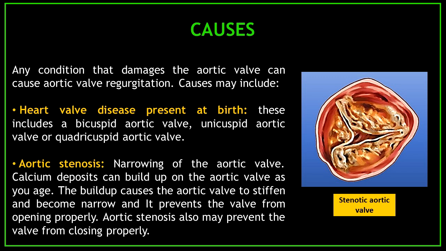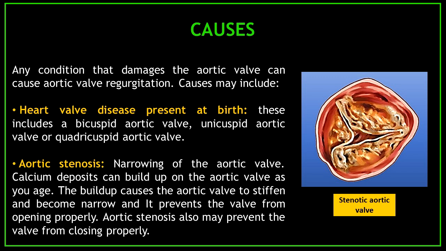Now, let's talk about some of the causes of aortic regurgitation. Any condition that damages the aortic valve can cause aortic valve regurgitation. Causes may include heart valve disease present at birth. This includes a bicuspid aortic valve, unicuspid aortic valve, or quadricuspid aortic valve.